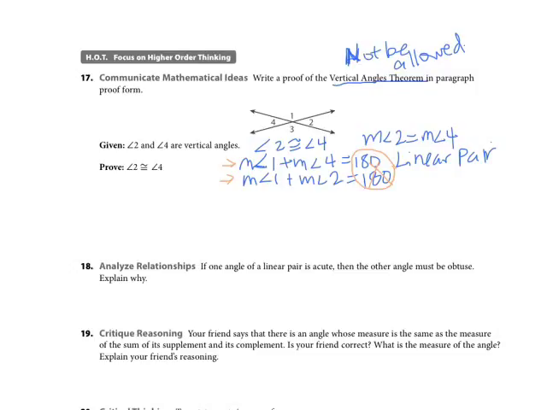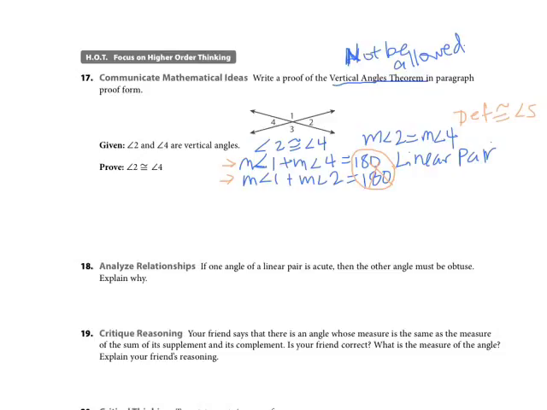When I do set those two equal to each other, the measurement of angle 1 will cancel on both sides, leaving me with the measurement of angle 2 being equal to the measurement of angle 4. Since the two measurements are equal, I know this is called the definition of congruent angles. So I will be using that in order to prove that the two angles are congruent. So now I'm ready to build my proof in paragraph form.